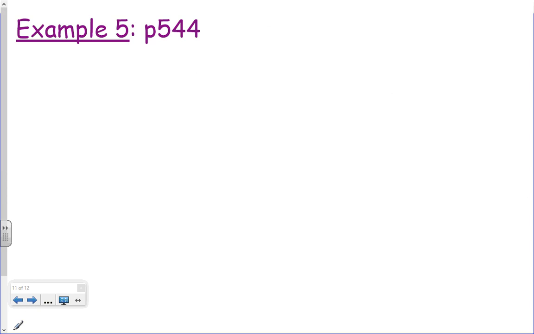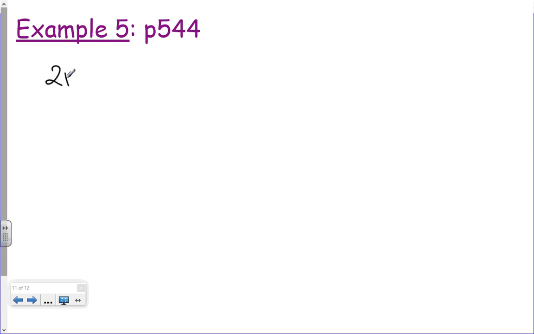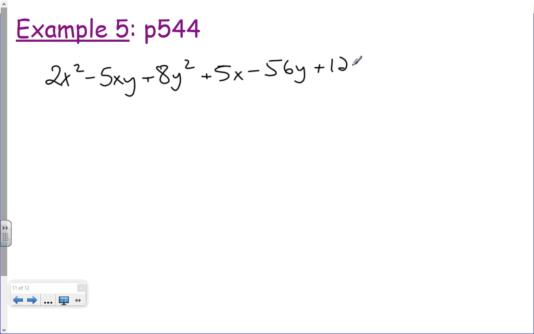Look at this last example here, example 5 on page 544. They give us an equation here. Let's go ahead and write this equation down. So it's 2x squared minus 5xy plus 8y squared plus 5x minus 56y plus 120 is equal to 0. All right, so there's our Cartesian equation in polynomial form of some conic, and it says use the discriminant to identify which conic the equation represents and confirm it on your graph here.